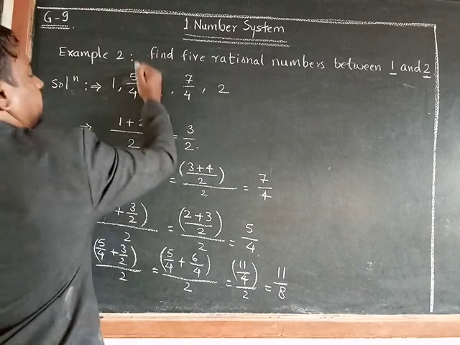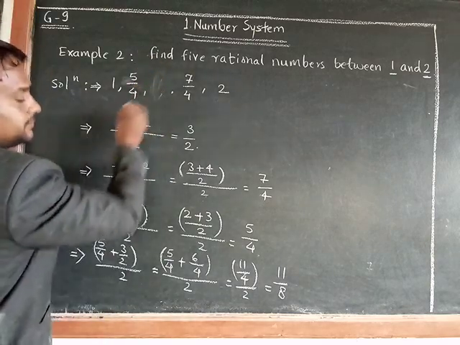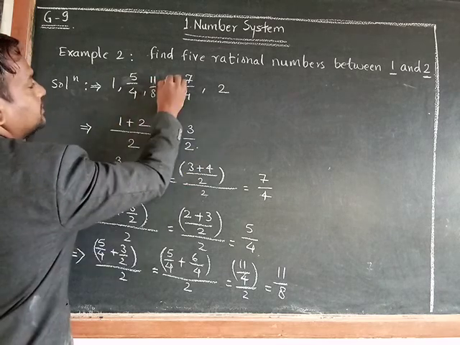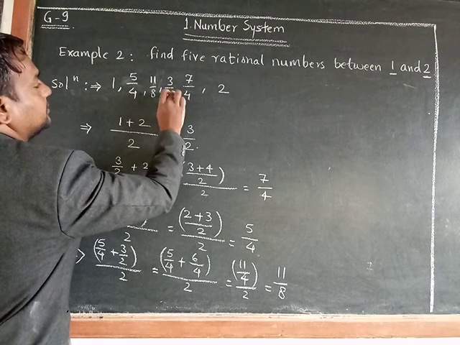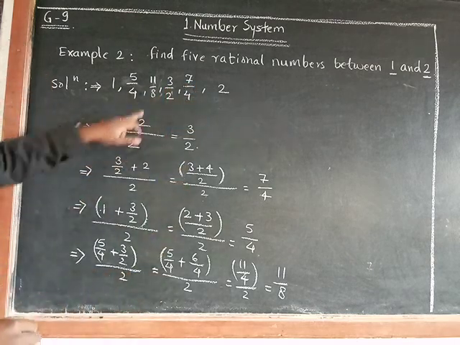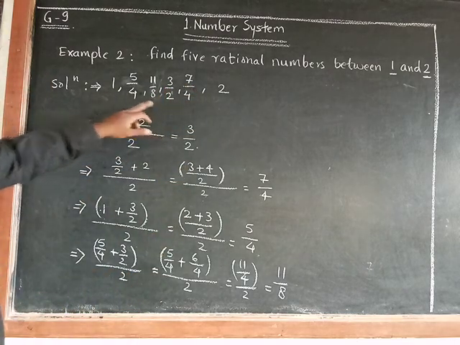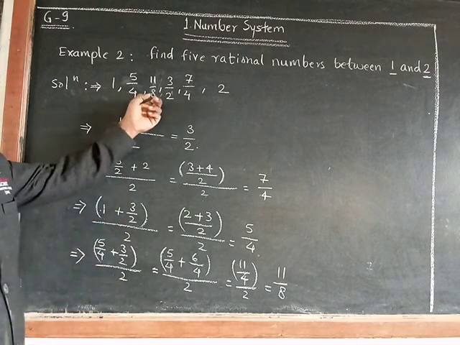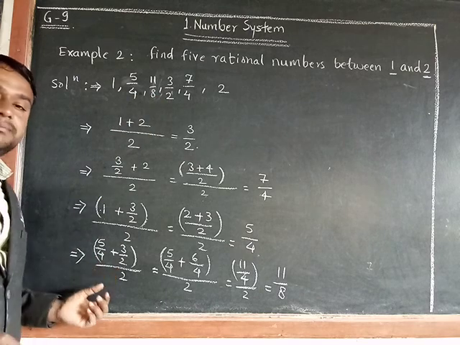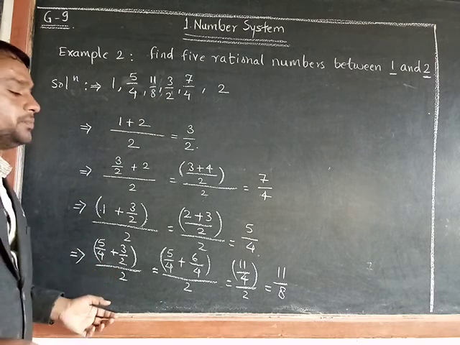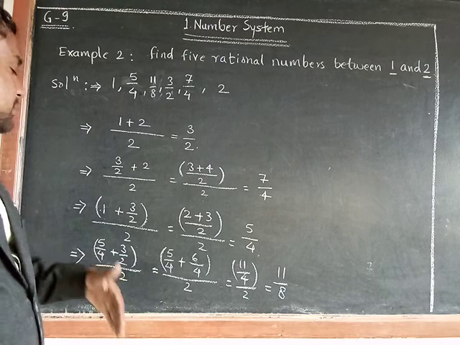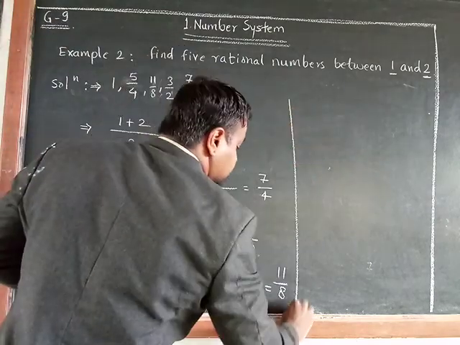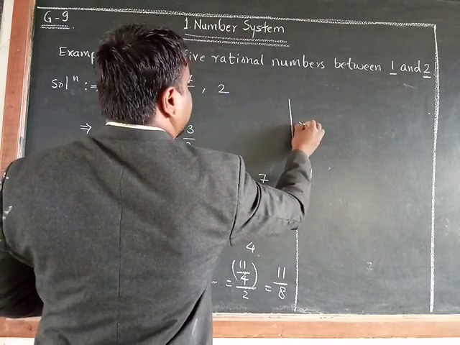So here we got one more number, that is 11 upon 8, between 5 upon 4 and 3 upon 2. So here we got the fourth number, 11 upon 8. How did we find that number? Just by adding the two numbers and then dividing by 2. We can find more numbers. Now let us find one more number so we can complete our example.